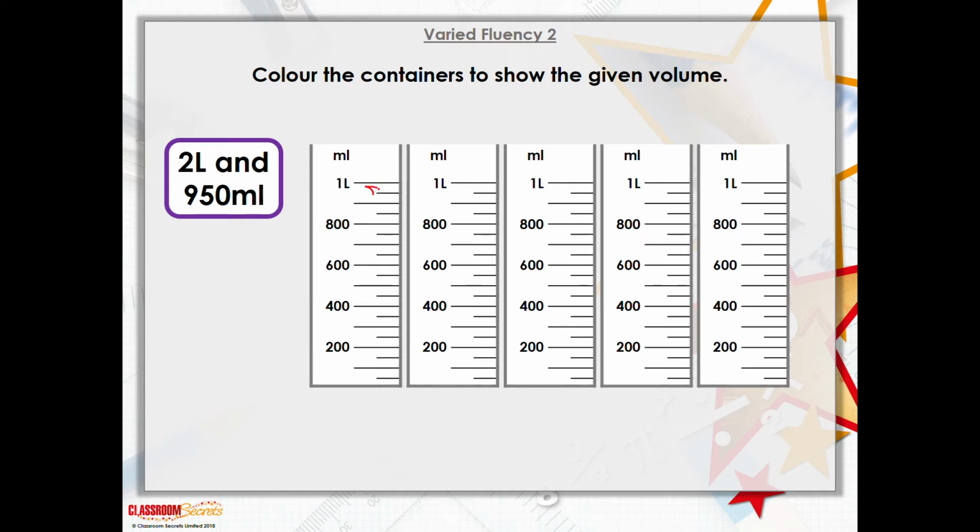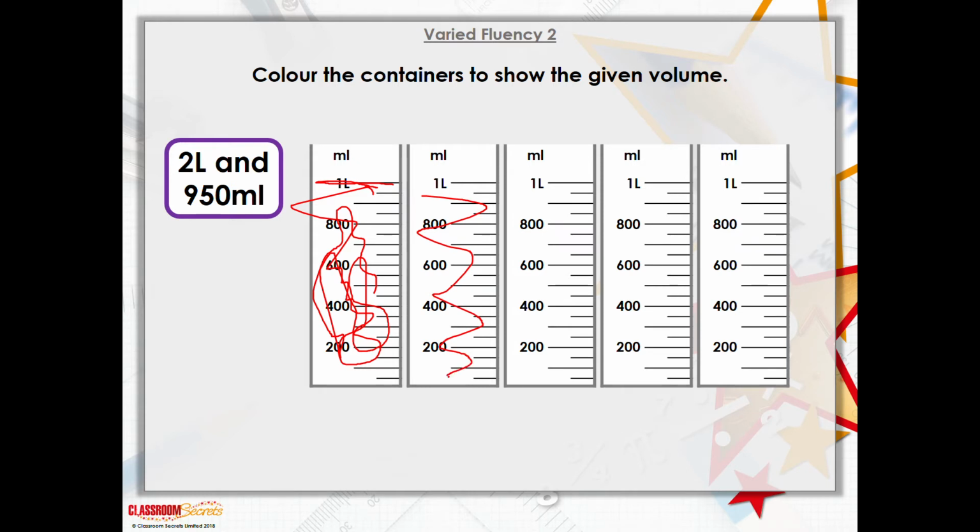So that's right, so hopefully you've coloured 1 full container up to here. Excuse my pen/mouse work on here. Okay, so all that there needs to be coloured in. And then we've got our next one, which is here. So all of that can be coloured in. So that's our 2 litres.